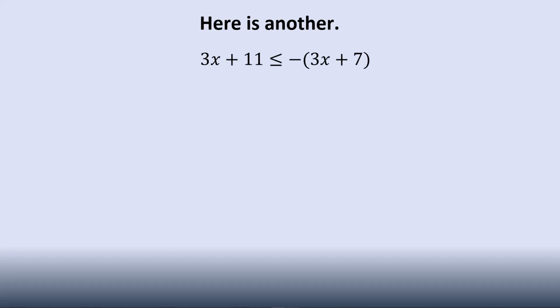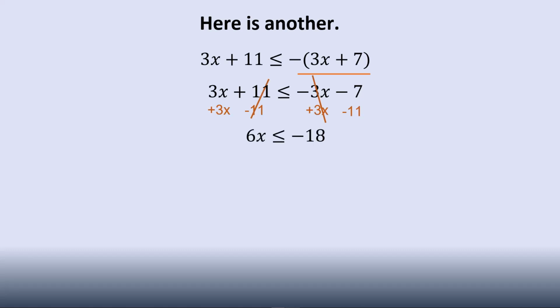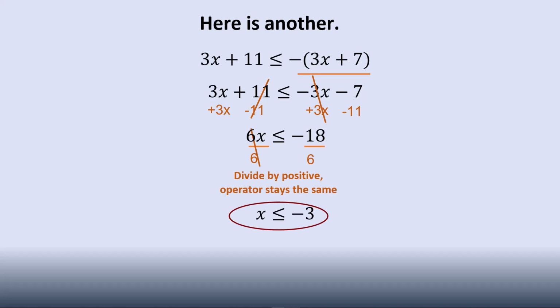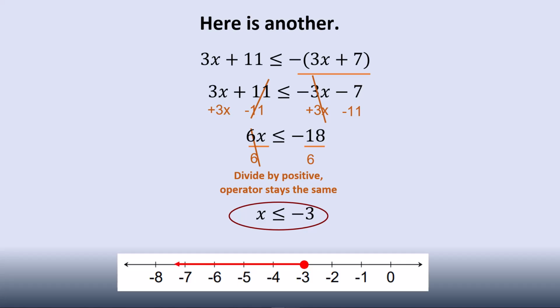Here is another. 3x plus 11 less than or equal to negative the quantity 3x plus 7. First, we distribute the negative, and remember this is an implied -1. So we get 3x plus 11 less than or equal to -3x minus 7. We combine two steps in one, adding 3x to both sides to get the variables on the left, and then minus 11 to get the constant values on the right, and we get 6x less than or equal to -18. We divide by 6. The answer is x is less than or equal to -3. The operator stays the same since we just divided by a positive. On the number line, closed circle on -3, arrow going to the left.